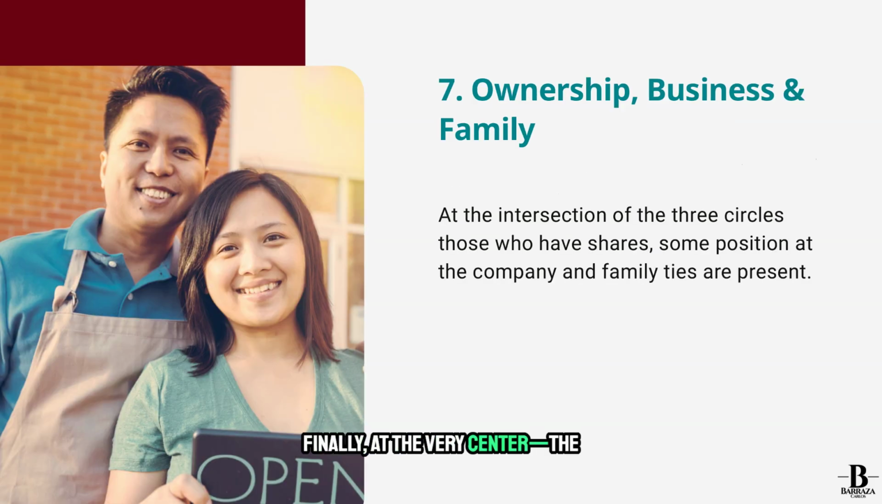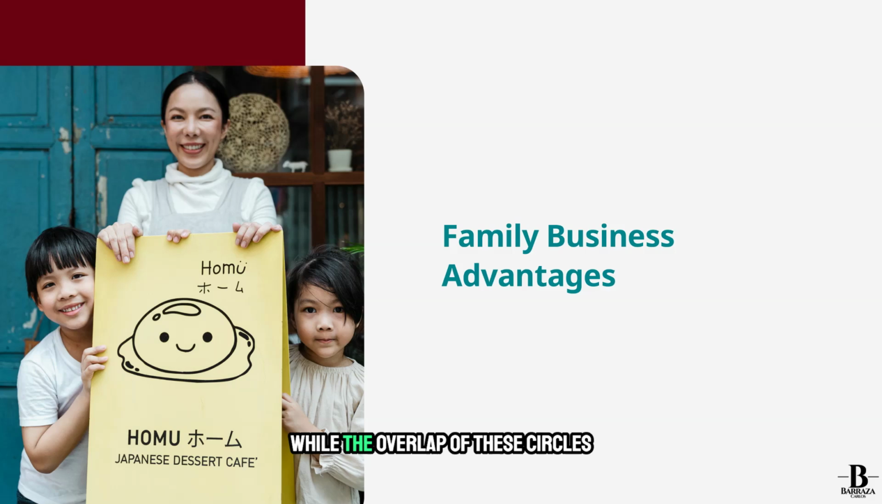Finally, at the very center, the seventh category, we have the intersection of all three circles. These individuals are family members who both hold shares and work in a professional capacity within the company. This group often carries the heaviest responsibility and faces the most complex role conflicts. While the overlap of these circles creates complexity, it also provides significant advantages, such as long-term commitment and shared values, which we will discuss next.